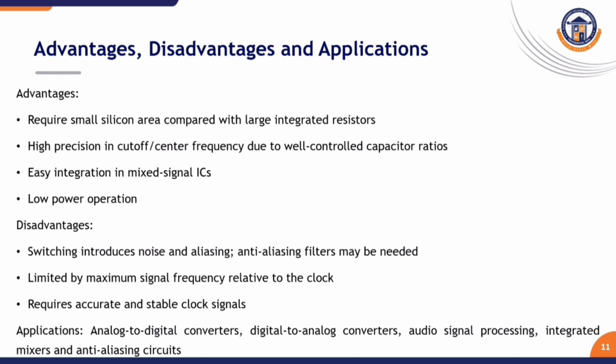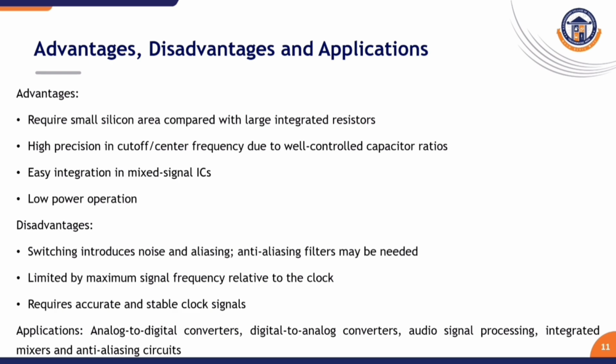The main disadvantages are switching noise. That is, the switching introduces noise and aliasing. Aliasing is the overlapping of two signals, which can be avoided by using anti-aliasing filters. And it is limited in high frequency operation because the reactance is inversely proportional to frequency, so we cannot use it for high frequency applications. Next, it requires a stable and accurate clock pulse.